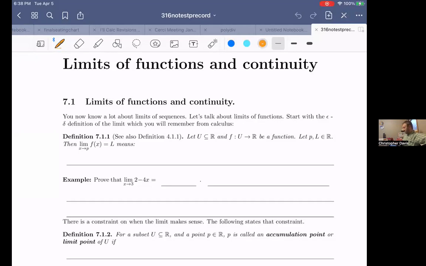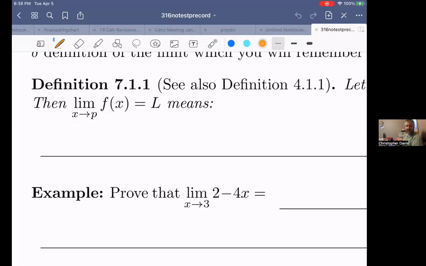Let U be a subset of R. Let f from U to R be a function. Let p and L be in R. Then I say that the limit as x approaches p of f of x is equal to L if, and you know exactly what I'm about to write. You'll remember it from calculus 1.